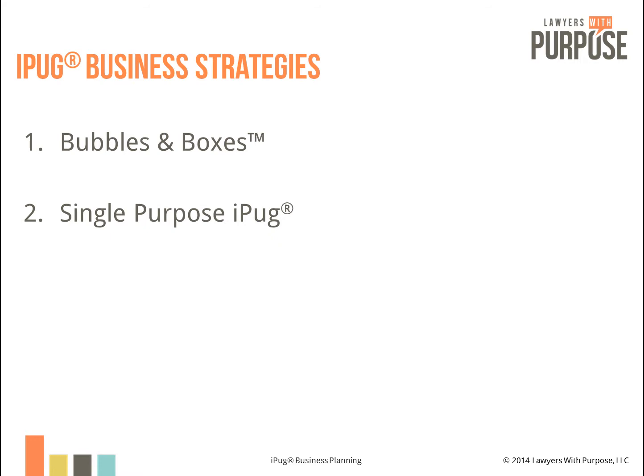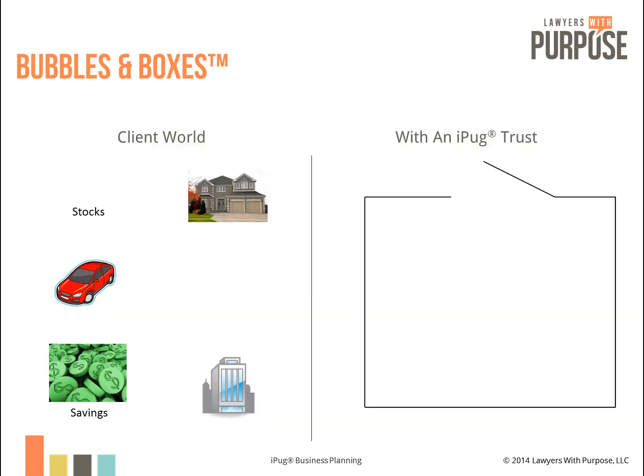So how can we use the IPUGs for business owners? There are two basic strategies when using IPUG trusts. First is what we call the bubbles and boxes conversation. The second is using a single purpose IPUG. Let's start by looking at the bubbles and boxes.